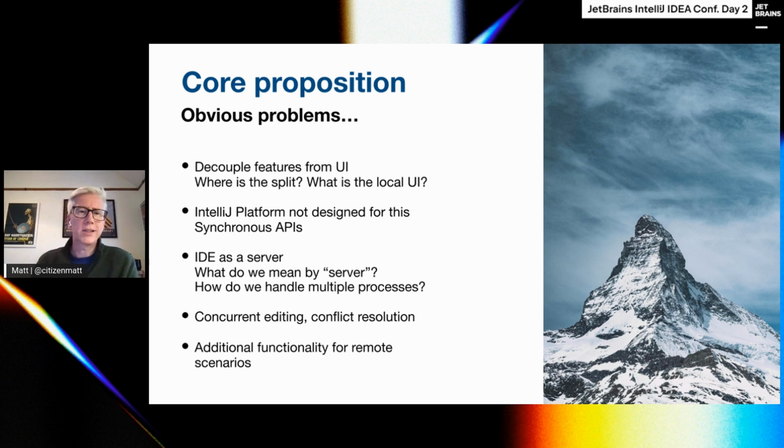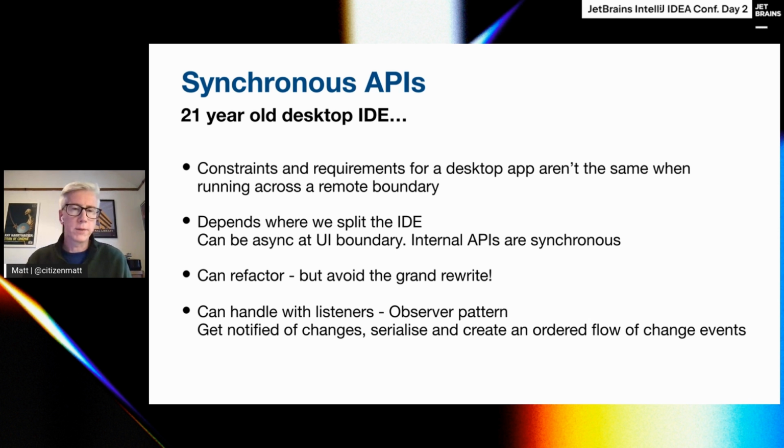We want to run the IDE as a server, but what does that mean? What do you mean by server? It's not a website. It doesn't work like that. It's a very different sort of beast here. We've got a lot of state being maintained. So we're doing that, but then also how do we handle multiple processes? The IDE right now is basically a single process. So how do we scale this out? As I mentioned, concurrent editing. We want to work with conflict resolution so that multiple people can edit the files at the same time. And we need to add additional functionality for remote or collaborative scenarios.